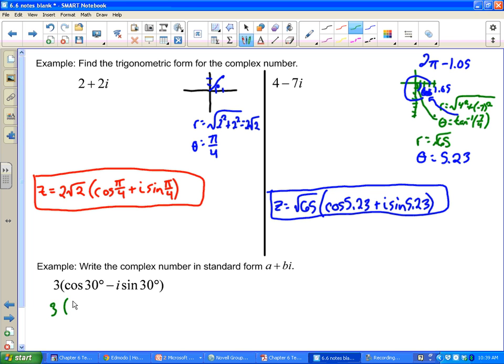If I look, cosine 30 is square root of 3 over 2, and I would leave the minus sign there, right? And then sine 30 is 1/2, and then there is an i for that second value. Then I would distribute the 3, so I would get 3 square roots of 3 over 2 minus 3 over 2 i. This would be standard form for that complex number.